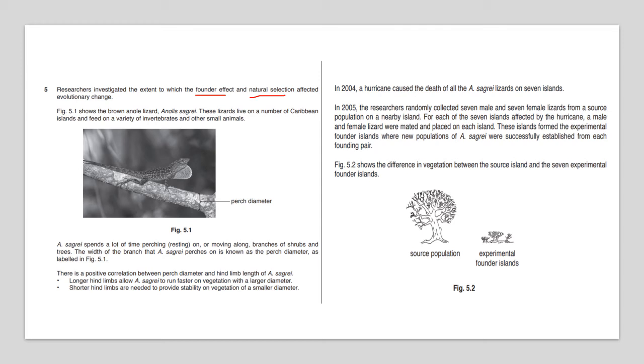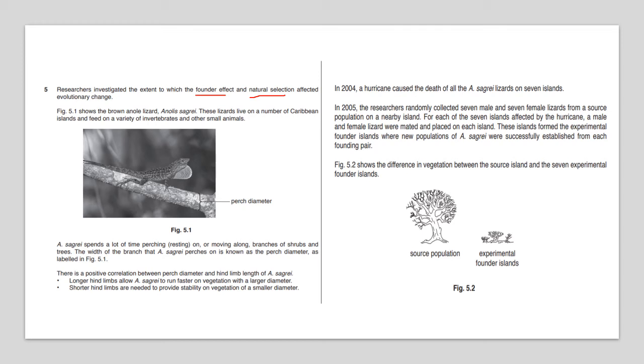Figure 5.1 shows the brown anole lizard and Anolis sagrei. These lizards live on a number of Caribbean islands and feed on a variety of invertebrates and other small animals. And so we can see there's a lizard over there. Sagrei spends lots of time perching, so resting on and moving along branches of shrubs and trees. The width of the branch that it perches on is known as the perch diameter and is labeled in figure 5.1. There is a positive correlation between perch diameter and hind limb length of the lizard.